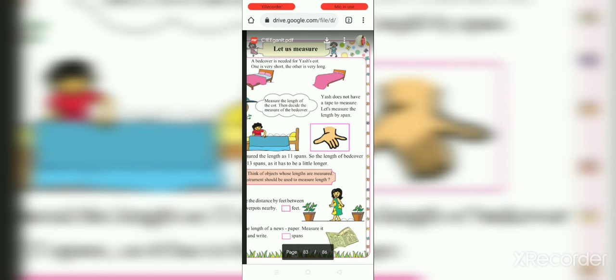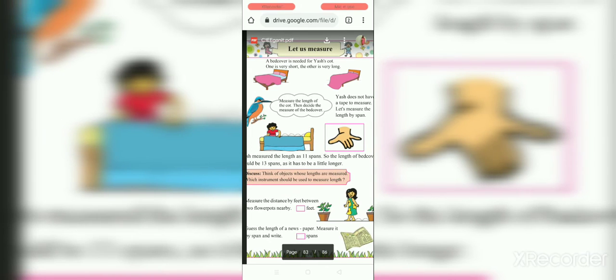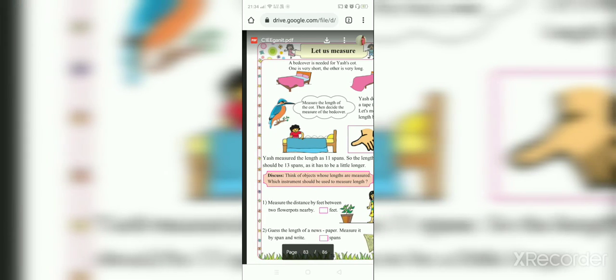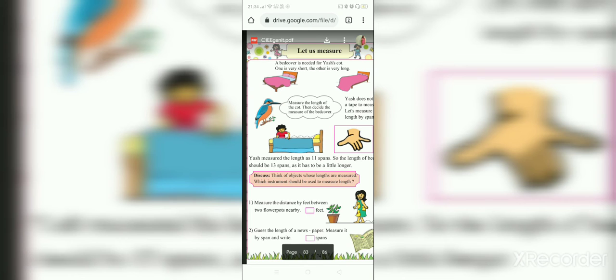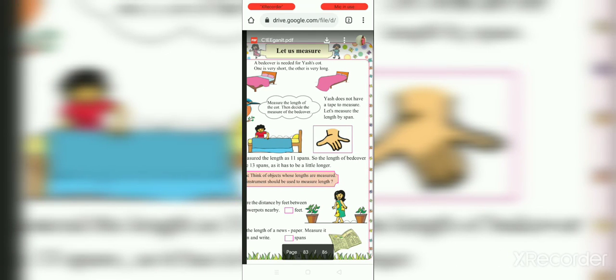Yash does not have a tape to measure. Let's measure the length by span. By span means by finger. 1 finger, 2 finger, 3 finger, 4 finger, like this. It's shown here. So now he is measuring. So now we will see how much short it is and how much long it is. So Yash measured the length as 11 span.